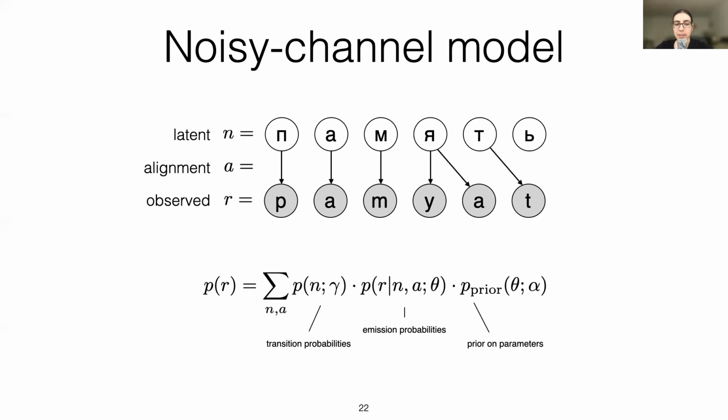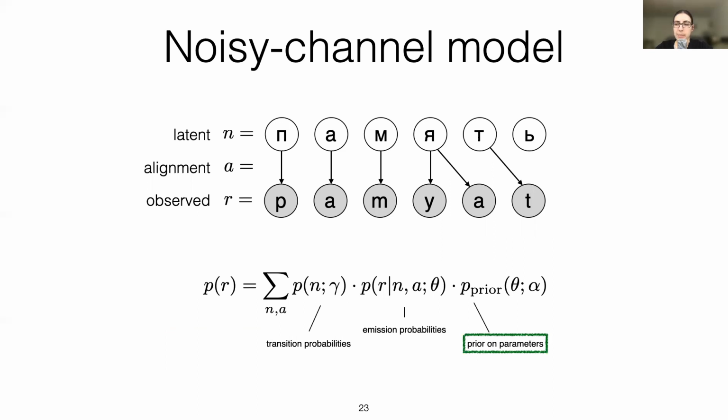The emission probability should also decompose by character. But to do that, we need to know which latent characters produced which observed ones. Or in other words, we need to know the latent alignment. So we are marginalizing not just over all possible latent sequences, but also over all possible alignments between them and the observed sequence.